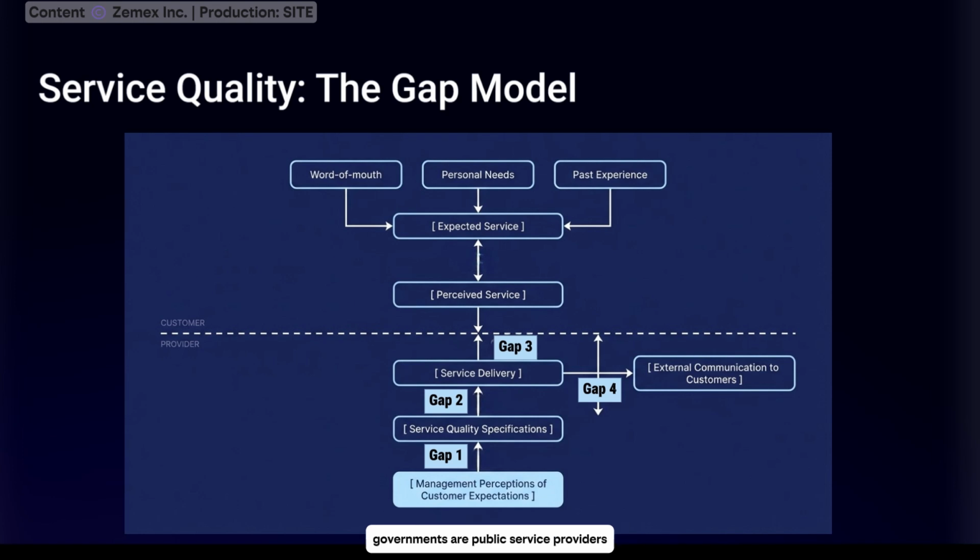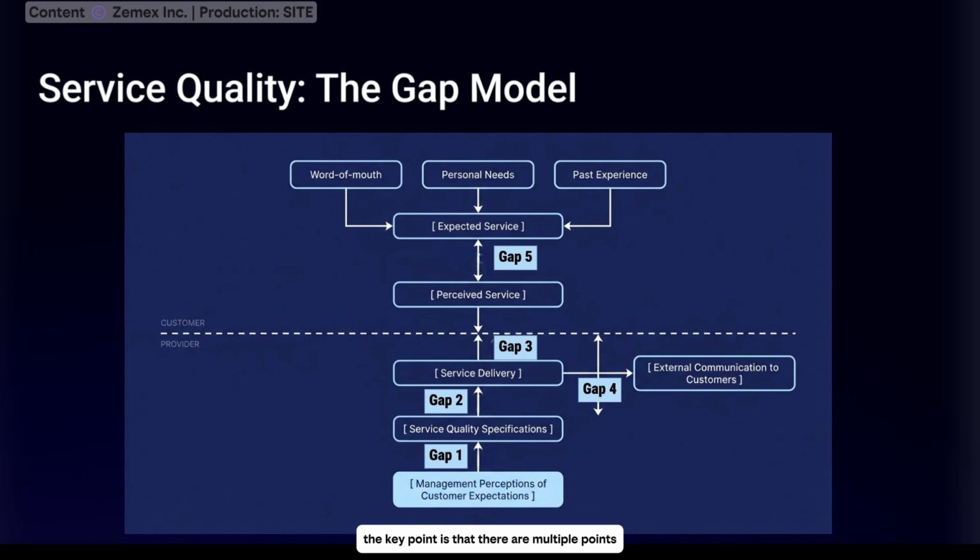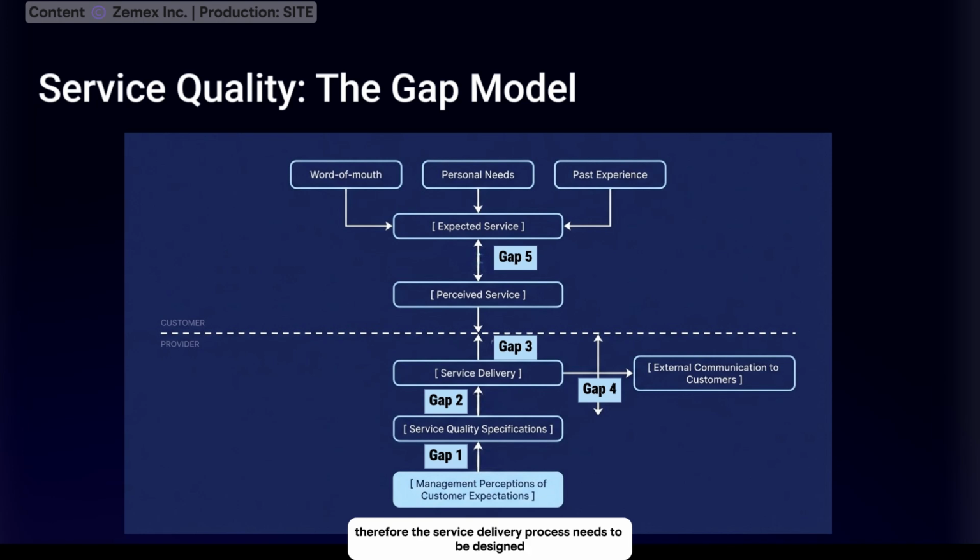For example, governments are public service providers. They offer various services and often publish news or reports highlighting their performance. However, people may feel that the services they receive differ from what is communicated through public media. Service providers often present their performance in a positive way, but the reality may be different. Finally, there is a gap between the customer's perceived service and their expected service. The key point is that there are multiple points where gaps can be created in the service delivery process. Therefore, the service delivery process needs to be designed carefully and precisely to ensure customer satisfaction.